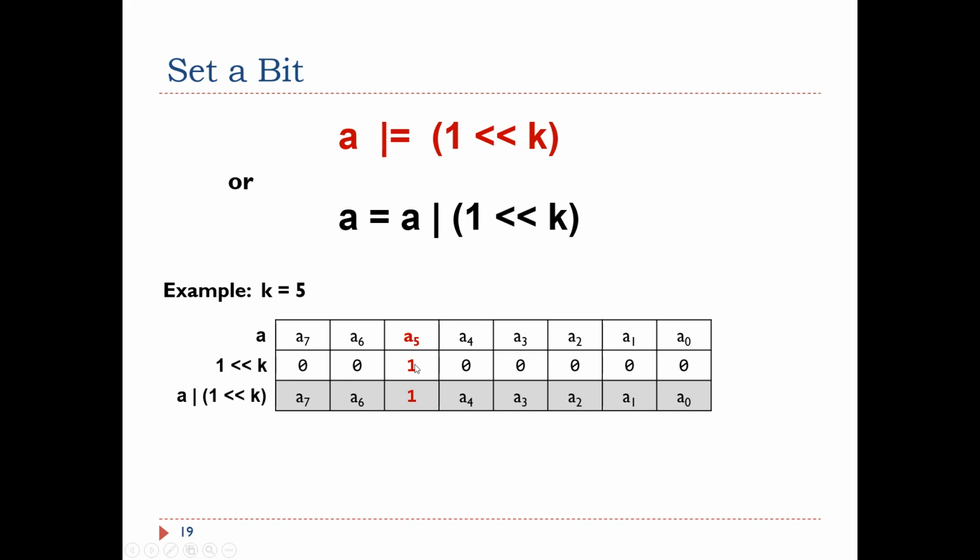Now for A5, since we are doing an OR operation with 1, whether A5 is 0 or 1 doesn't matter. The result will always be 1 because you're doing an OR operation with 1. So here you can see the final result looks like this, in which we were able to set any specific bit, in this case bit number 5. Okay, hope that it is clear. If you have any questions, just let me know.